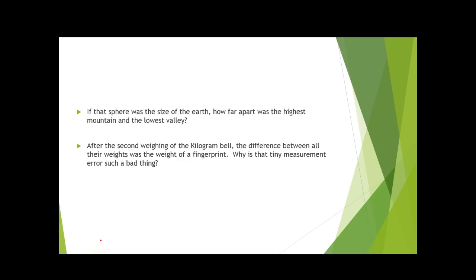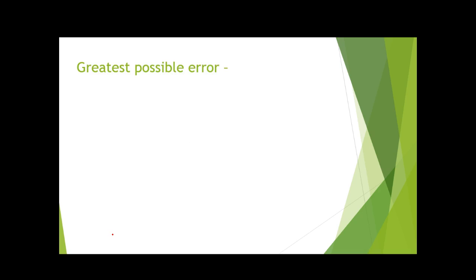If the sphere was the size of the Earth, how far apart was the highest mountain and lowest valley? And after the second weighing of the kilogram bell, the difference between other weights was the weight of a fingerprint. Why is that tiny measurement error such a bad thing? But we're going to move on.